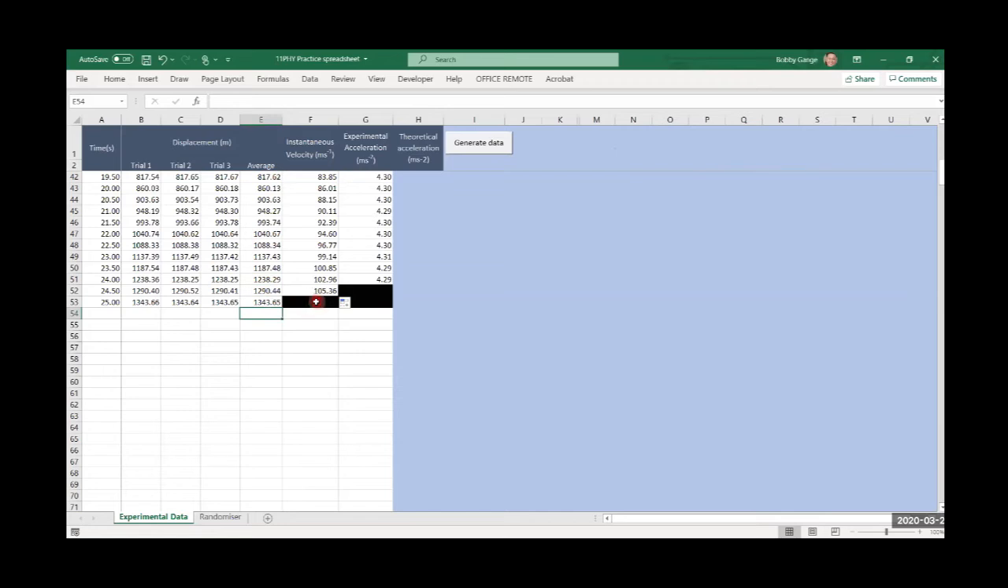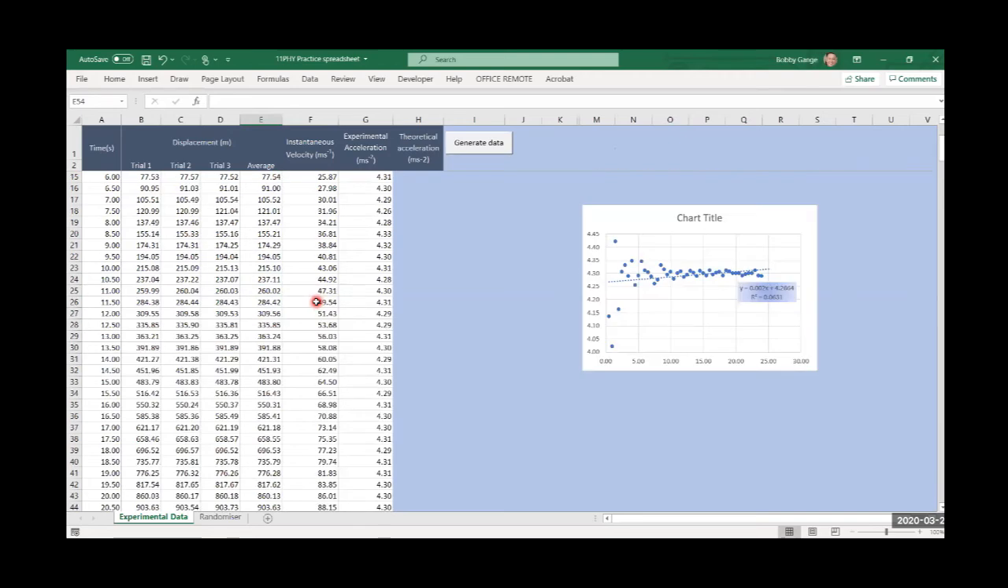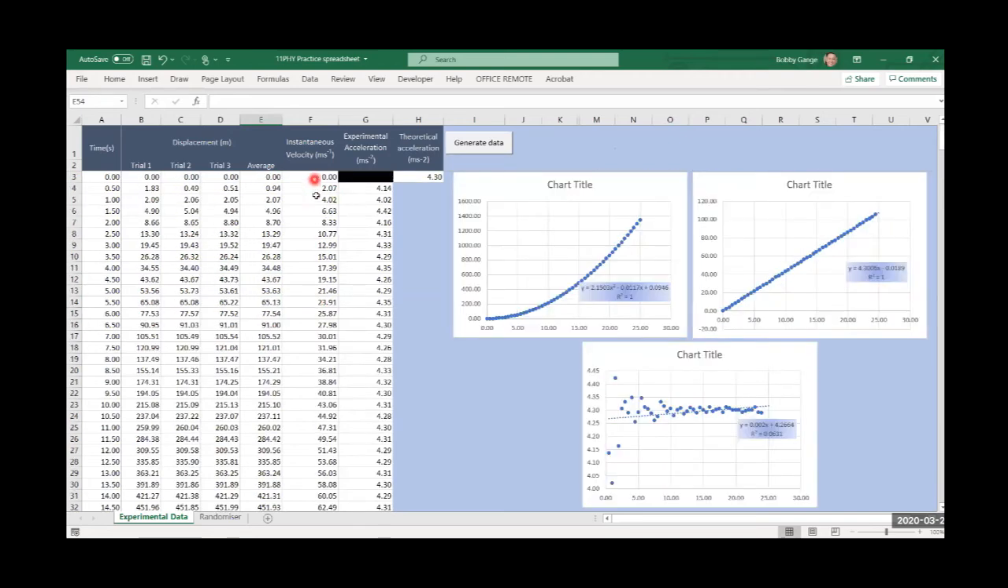So what changes have you made so far? Okay, go to F4. Yep, and can you see the formula A5 here minus A3?